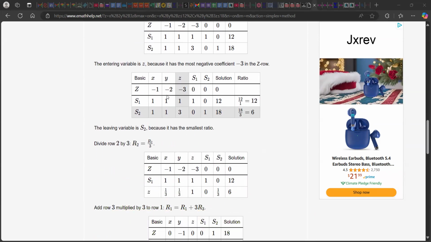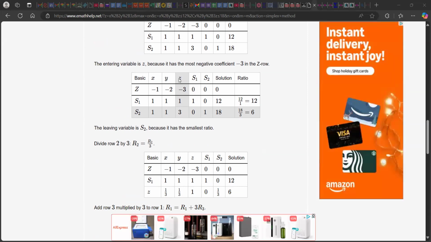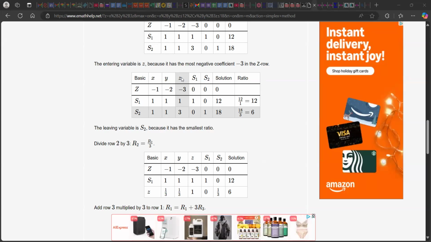Oh, by the way, you will also notice in the next table that this S2 is going to be replaced by Z, right? So you're actually getting rid of one of the slack variables and replacing it with one of the unknowns that we want to find, right? So S2 is leaving, Z is taking its place, as you see here.